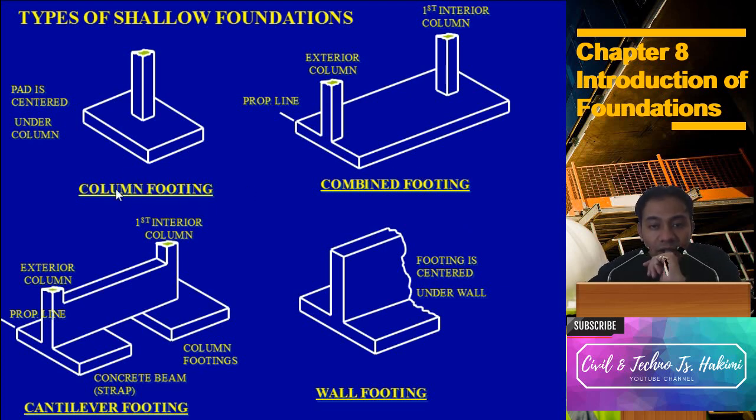This is column footing, which we can also call pad footing. This is combined footing. Combined footing means the foundation receives more than one column. So this is what we call combined footing. For the cantilever footing or strap footing, the foundation receives more than two columns. So this is what we call cantilever footing, and then this is wall footing.